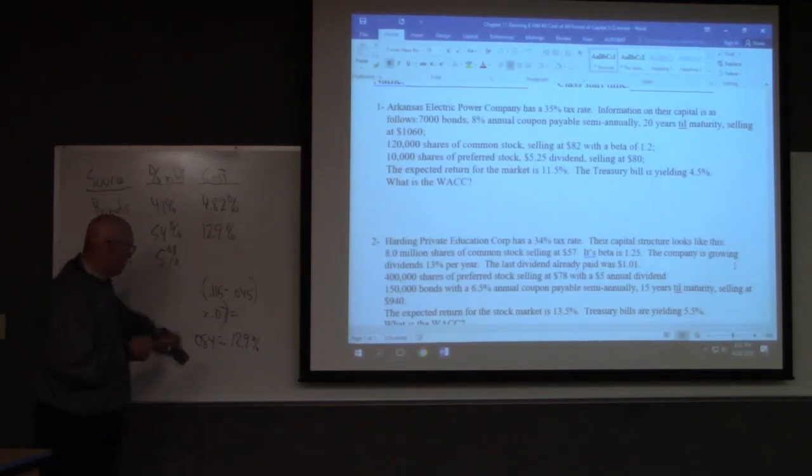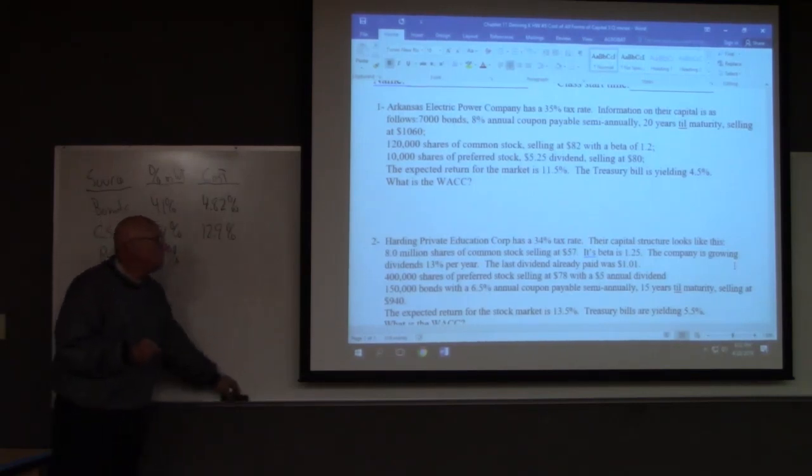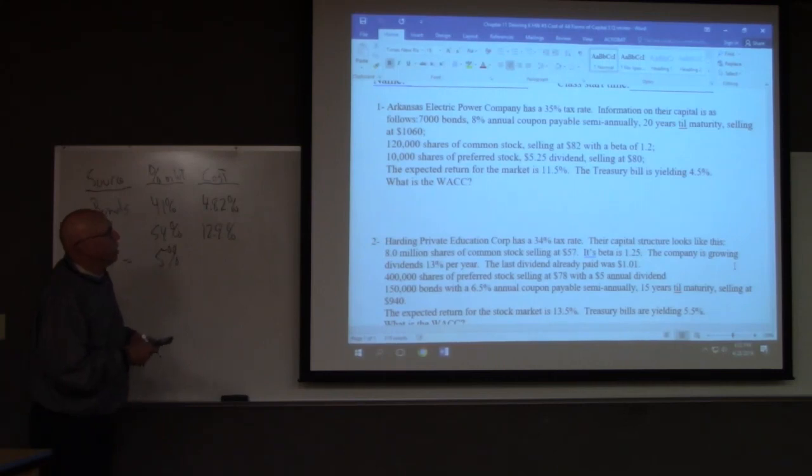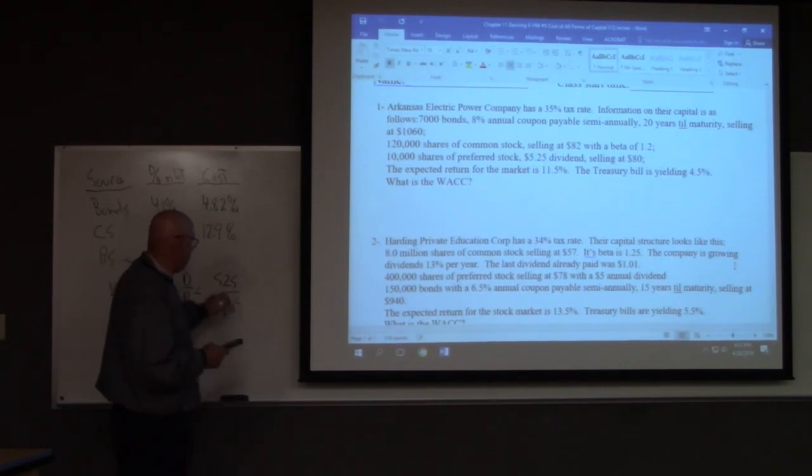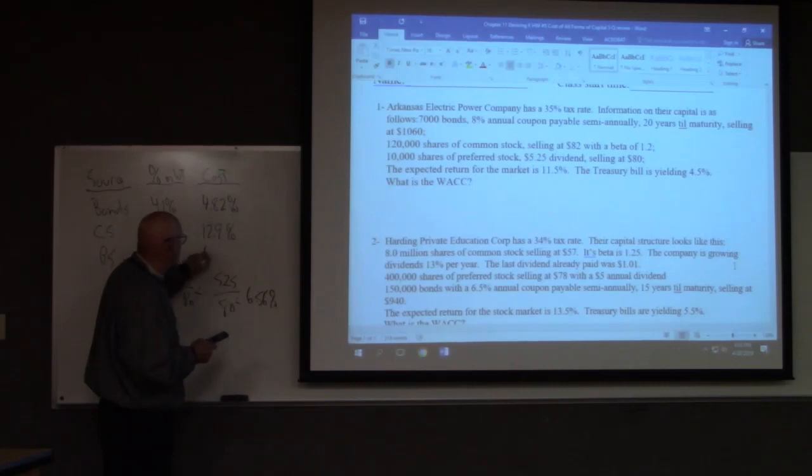Now let's find the cost of preferred stock, and that's an easy thing to do. The cost of preferred stock is equal to the dividend yield, D over P0, and that is $5.25 divided by 80. 5.25 divided by 80 is equal to 6.56%. All right.